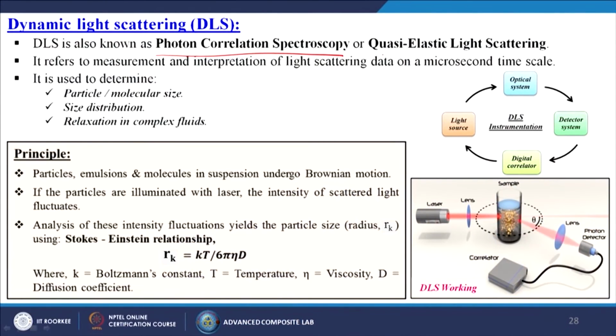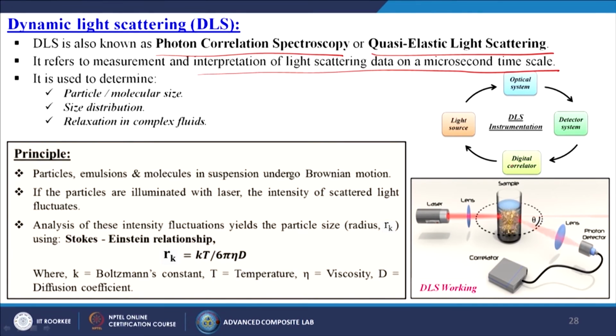Next is dynamic light scattering, or DLS. DLS is also known as photon correlation spectroscopy or quasi elastic light scattering. It refers to measurement and interpretation of light scattering data on a microsecond time scale. It is used to determine particle or molecular size distribution and relaxation in complex fluids. Generally we have a light source, then optical systems, the detector scheme and then the digital correlator.